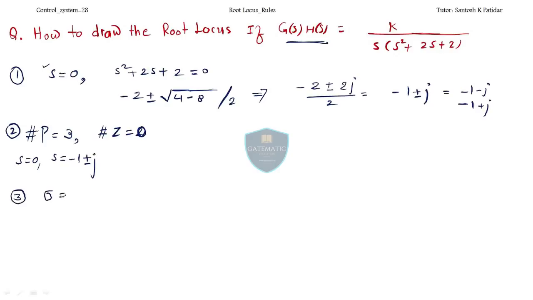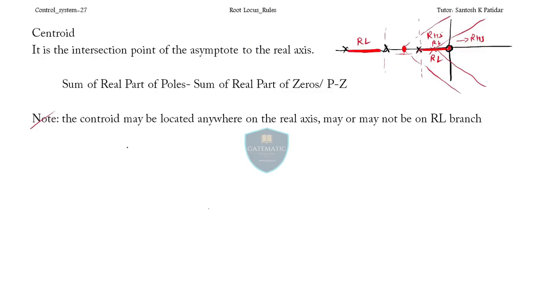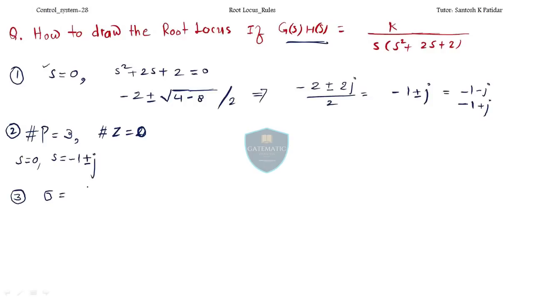Yes, I can find out the centroid. The centroid is the point where the asymptotes will intersect the real axis. This is the centroid. It is the intersection point of the asymptotes to the real axis. So the formula for the centroid is the summation of real parts of poles minus the summation of real parts of zeros, divided by the number of poles minus zeros. So let's find it.